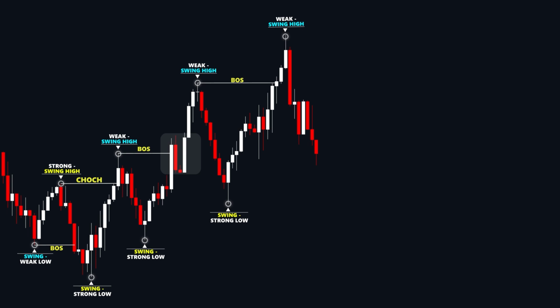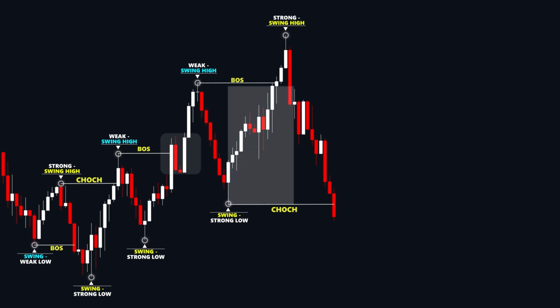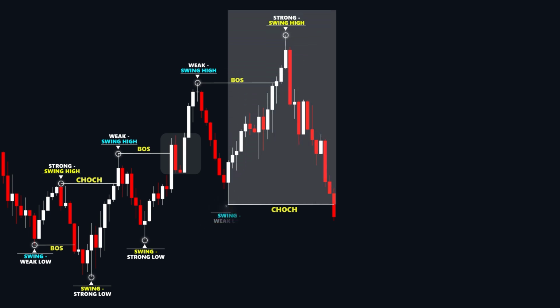Now, here's the twist. Price was moving up, but then it breaks below the strong low. That's a clear change of character, which means the market has flipped back to bearish. Because of that, the last week high now becomes the strong high. To mark it, draw a horizontal zone from the strong low to the break, extend it upward, and pick the highest point in that area. That's your new strong high.